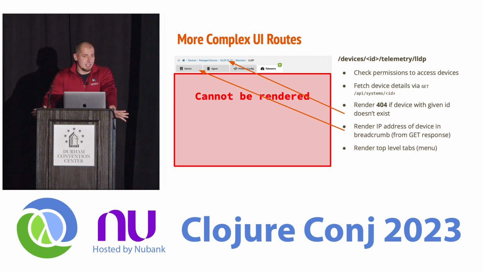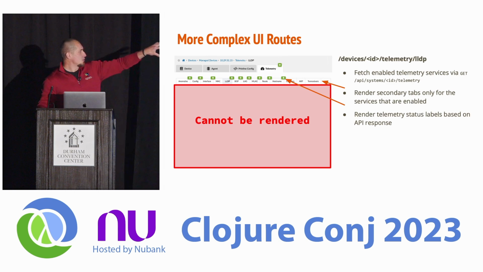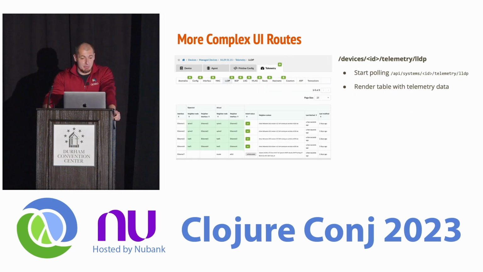And you check permissions at this level as well. If you succeeded at this step, the next step would be to fetch information about telemetry for this particular device and see if LLDP is enabled and working correctly. This step will also not render you the information about telemetry. It will just render you the secondary menu with the states of the telemetry labels. And only at the third step, you can actually start polling for telemetry data in order to render this table.